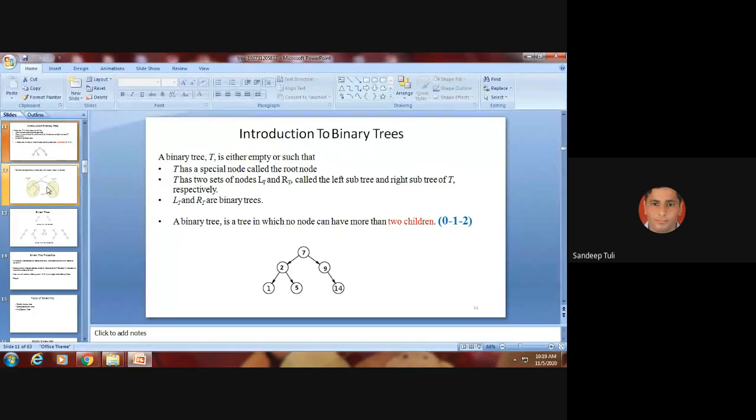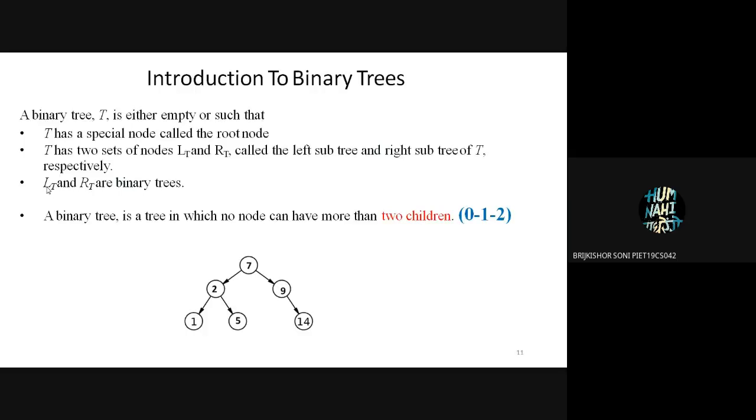Please confirm. Yes, sir. We have started binary tree information. So can anybody tell me what is a binary tree? It contains at most two children. It means it could have either zero, or one, or two children, but not more than two children. It will have a maximum of two children.